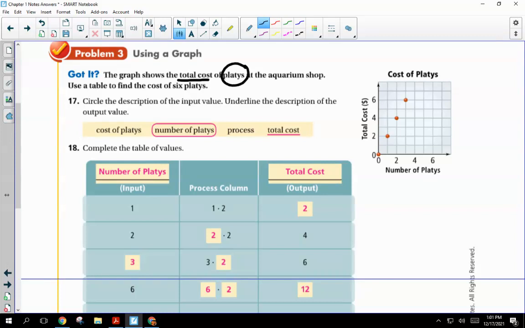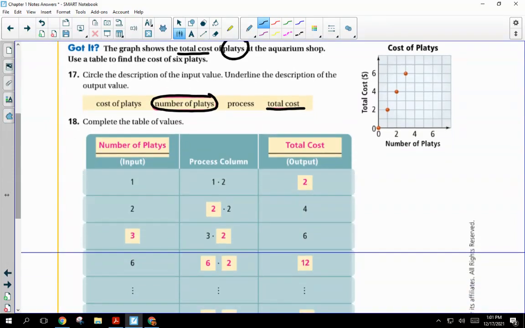Number 17 says, circle the description of the input value, underline the description of the output value. So the input value is the number of platies, and the total cost is going to be the output. So here's our table. You can also see it as, here's the X, number of platies, and here's the Y. The X, the number of platies, will keep growing as the total cost grows. So you can see a positive correlation as these both go together. And obviously the next one's going to be right here at 8. It's just 1 times 2 every time. It's going up by 2.